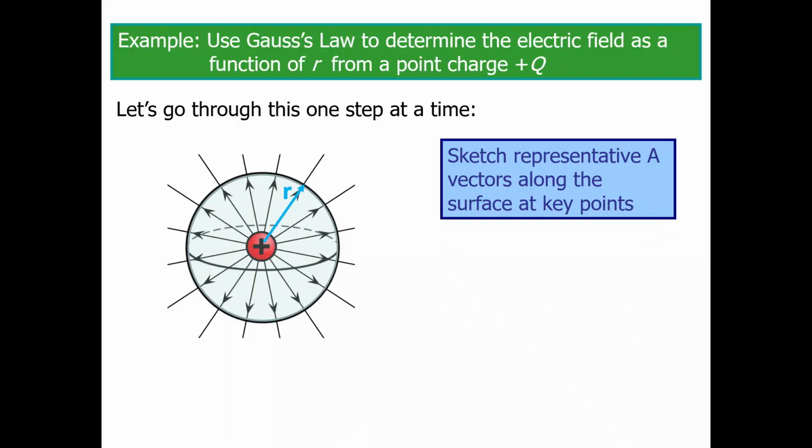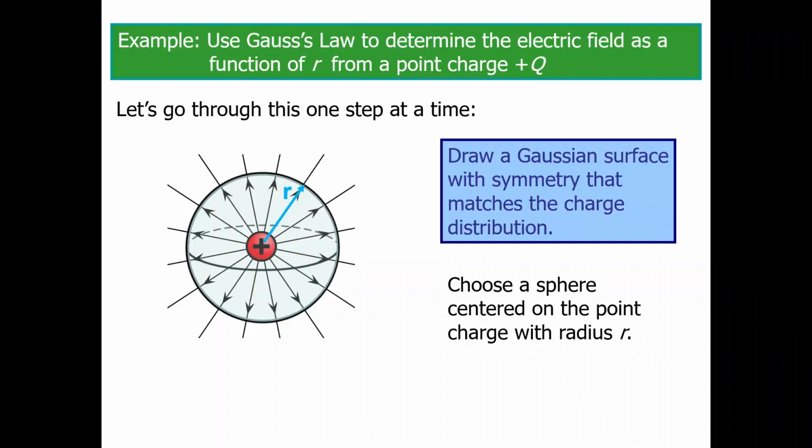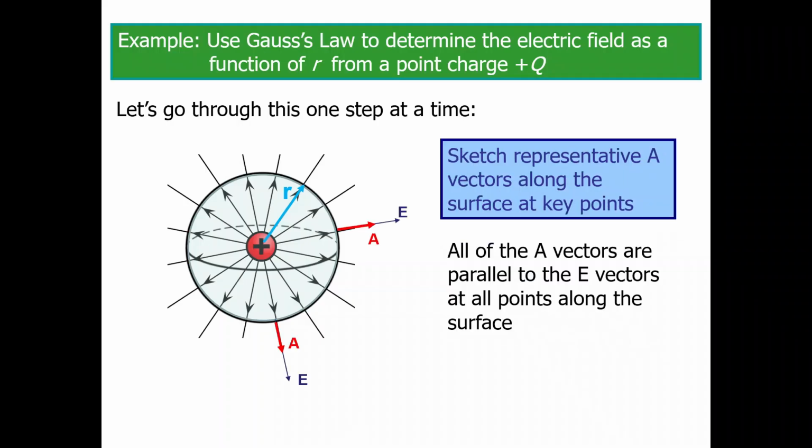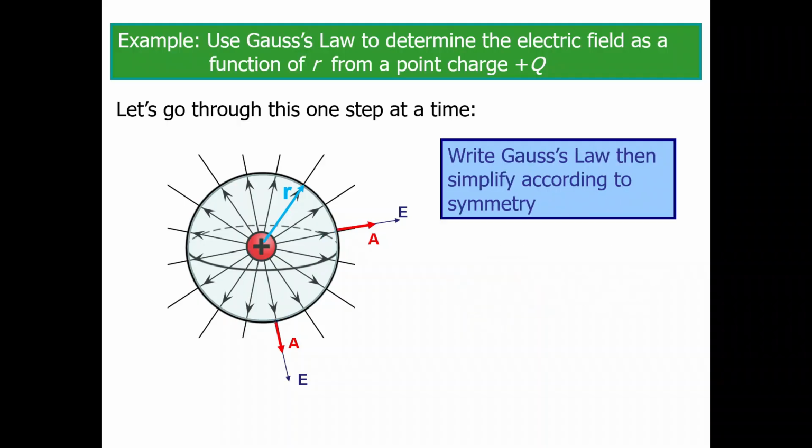Then we can sketch the representative E vectors, so we can choose a couple of points along the surface for that. So I picked this little spot over here, and that's going to point out and away, and I picked this little spot right here, and that's out and away. And we can see that no matter where I pick my little part of the surface to analyze, my electric field is always going to be parallel to that. And my field lines are always exiting.